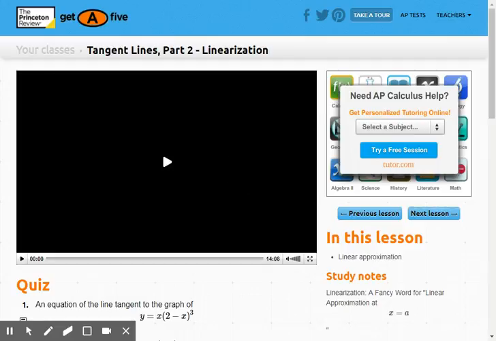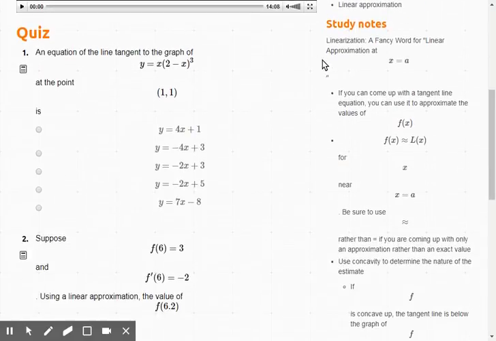Let's take a look at the questions at the end of the tangent lines video. The first one says an equation of the line tangent to the graph of y equals x times (2 minus x) cubed at the point (1, 1) is.